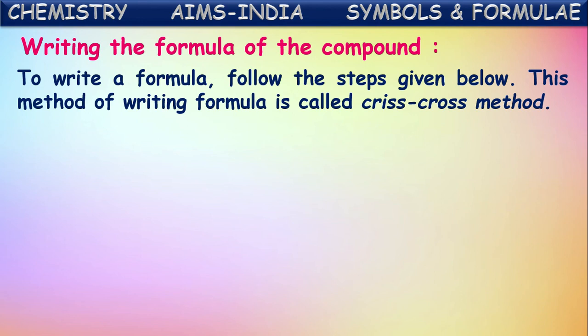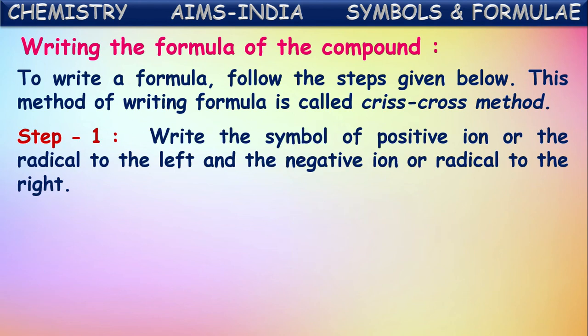So let us see what steps are to be followed in writing the formula of a compound by using the crisscross method. The first step is to write the symbol of the positive ion followed by the negative ion. That ion might be either a single atom ion or a radical, whatever it might be. First we write the positive ion or radical followed by the negative ion or radical.